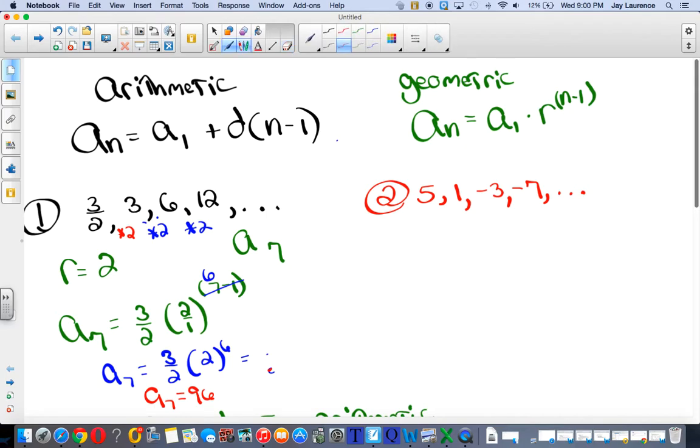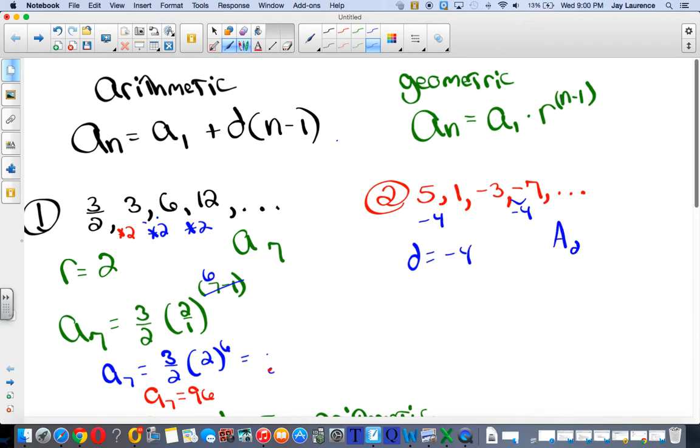Now, the red one, let's see. 5 to 1, it looks like it subtracted 4. Is 1 minus 4 negative 3? It sure is. And negative 4 again, isn't it? Negative 3 minus 4 is negative 7. So this is arithmetic, and d is negative 4.